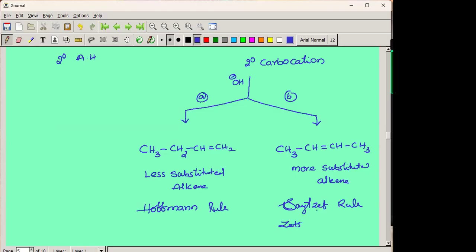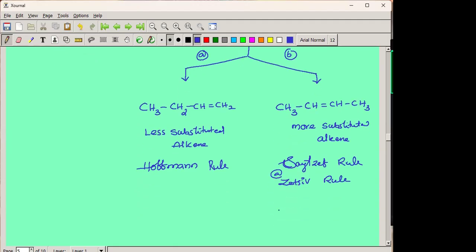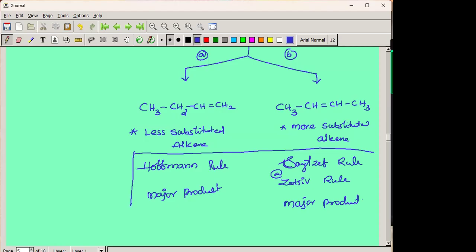The next one is the Zaitsev rule. Either it is called the Saytzeff rule or the Zaitsev rule. So there are two kinds. According to the Hofmann rule, the less substituted alkene is the major product. According to the Saytzeff rule, the more substituted alkene is major. Is it right? So how can we find out whether this is a Hofmann or a Saytzeff product?